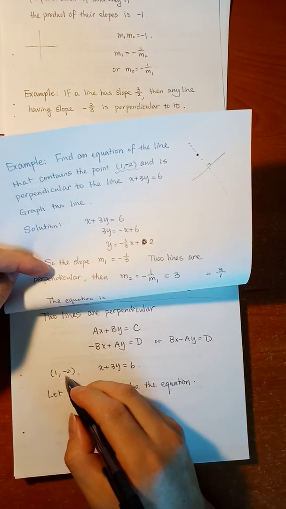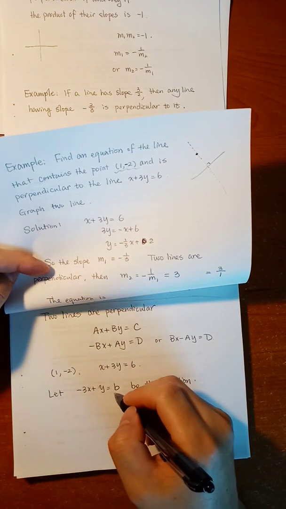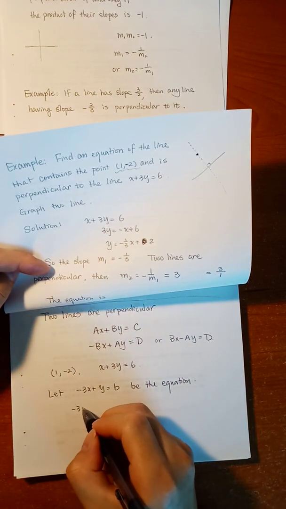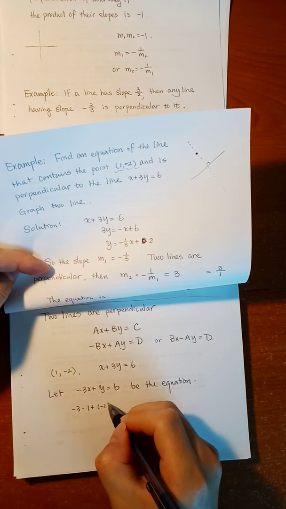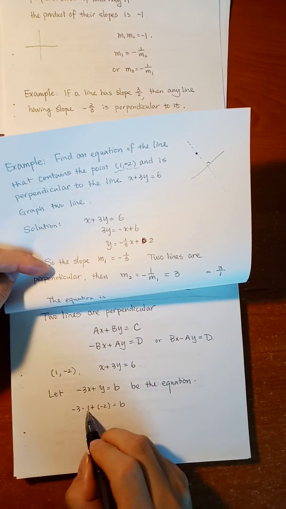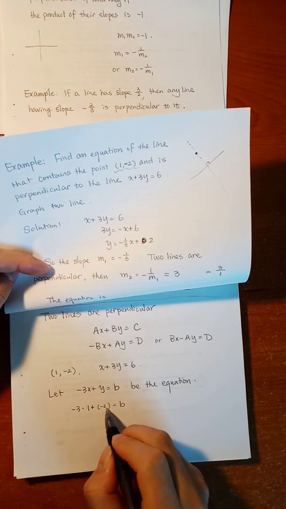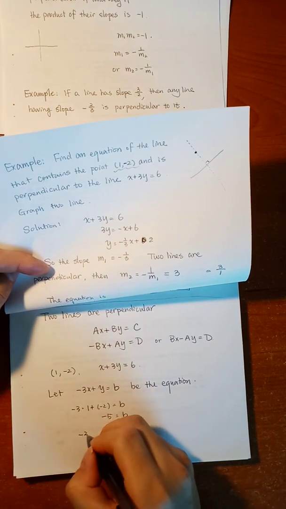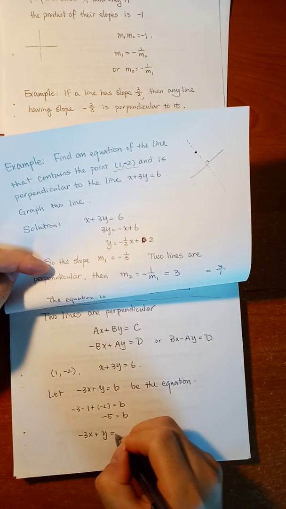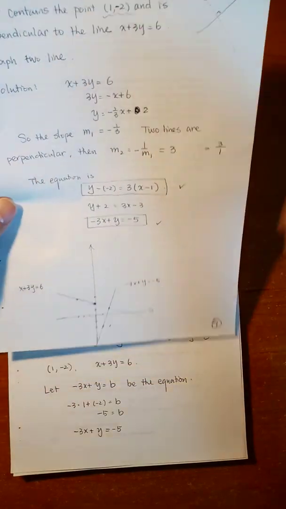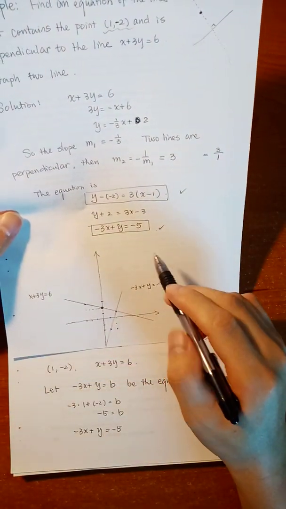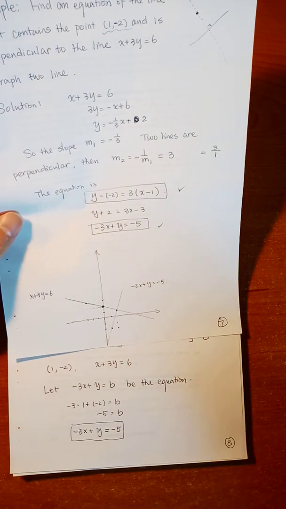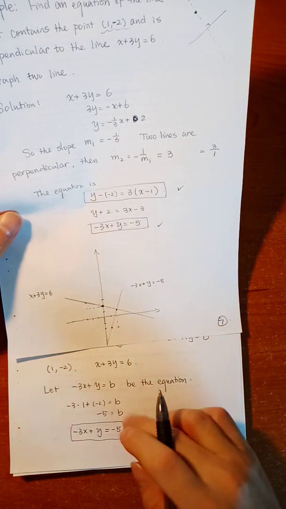And then the coordinates of the point satisfy the equation. So x is 1, y is -2. Let's compute. -3 times 1 is -3, plus -2 is -5. B is -5, so -3x plus y equal to -5. See, that's exactly what we got. Okay, so that's the case.